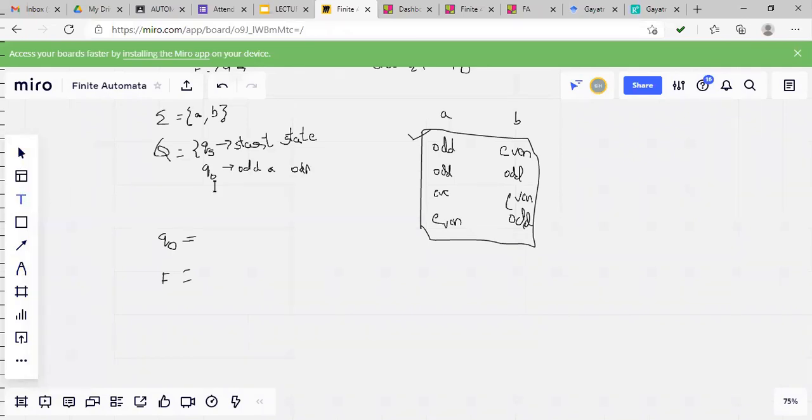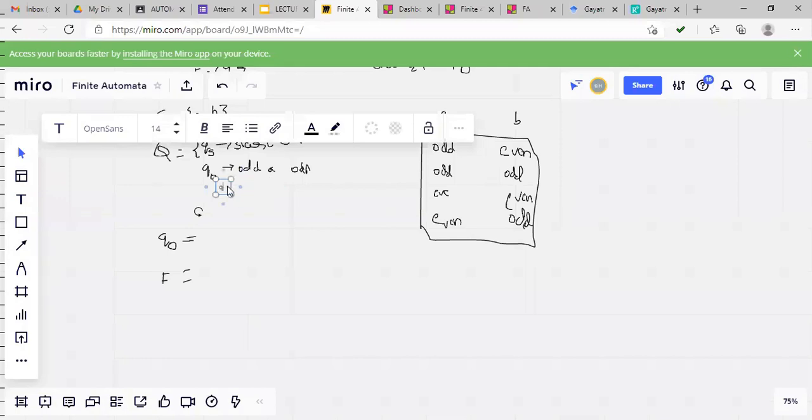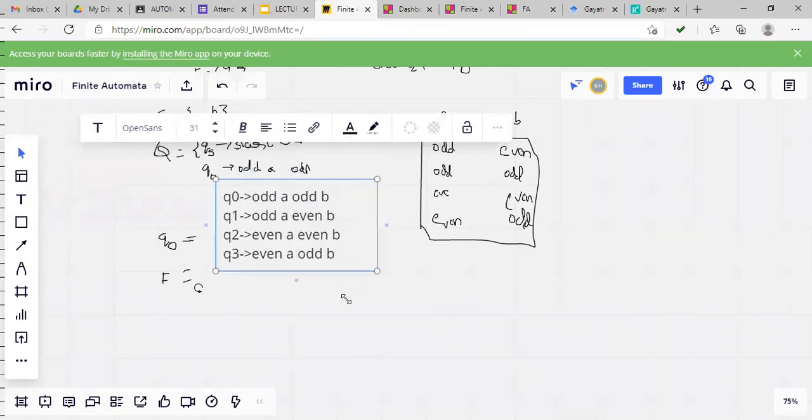I'm unable to write. Let me take text. Q0: odd A, odd B. Q1, I'll take odd A, even B. Just give me 2 minutes, I'll make it larger. Q2, I'll take even A, even B, and then Q3, I'll take even A and odd B. Students, is there any doubt in why we have taken these as our Q? This is our Q, okay?